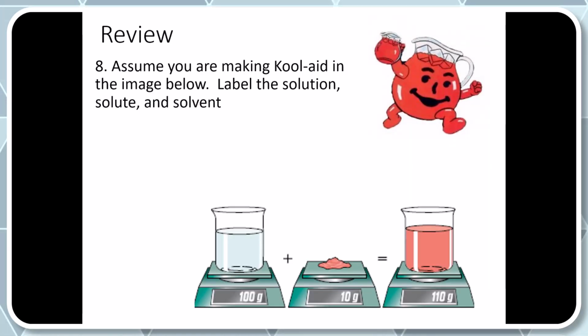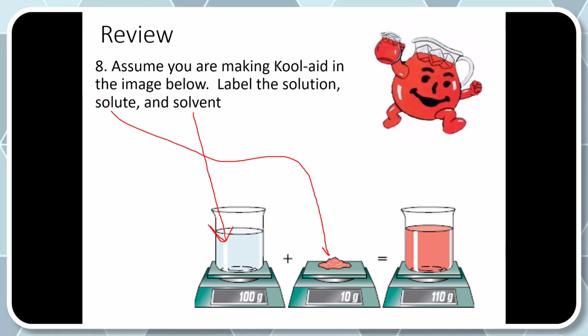Number 8, assume you're making a Kool-Aid solution. Label the solution, solute, and solvent in our picture here. If we're making a Kool-Aid solution very scientifically, in our first beaker here, we have water. What's the water? That's going to be the solvent. And then this is our Kool-Aid powder here. That's going to be our solute. And then the last beaker, we have the mixture. That's the solution.